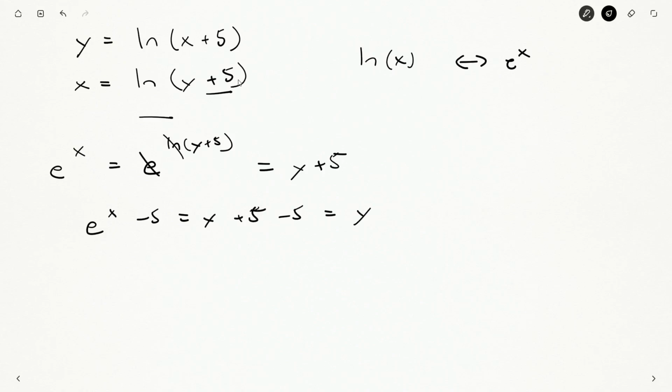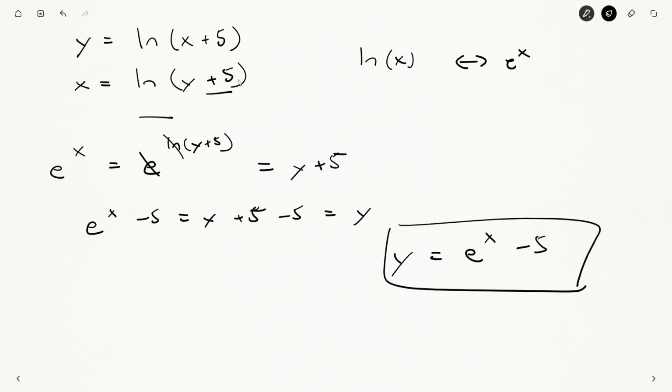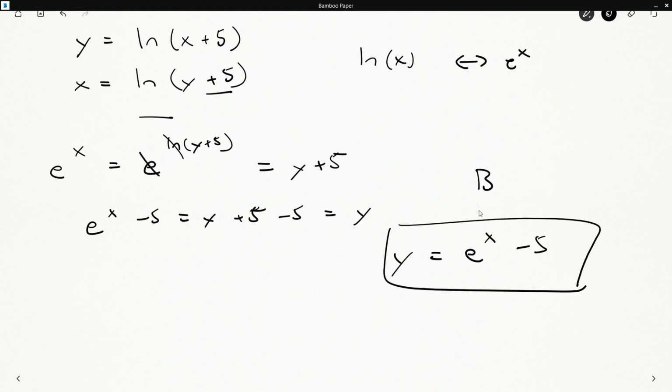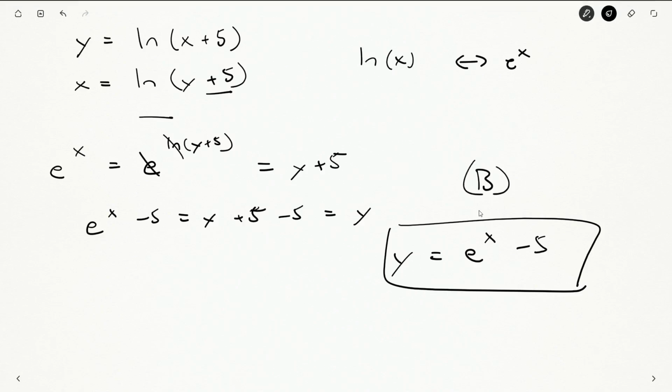So e to the x minus 5. That's going to be our inverse function, e to the x minus 5. And is that one of our possible answers? Absolutely. It's B right here. So that's what we would bubble in on our Scantron. And off we go to question 5.